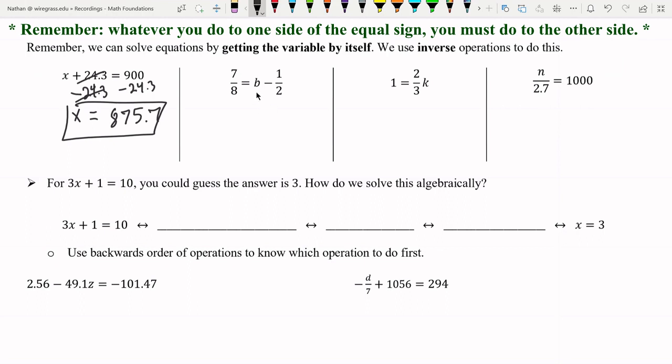Now for this one, we have b minus 1/2. To get b by itself, we need to add 1/2. Minus 1/2 plus 1/2 cancels, it gives you 0. So I'm going to add 1/2 here. What that gives me is 7/8 plus 1/2. I need to have common denominators. Which gives me 11/8. And that's what b equals. So b is 11/8.